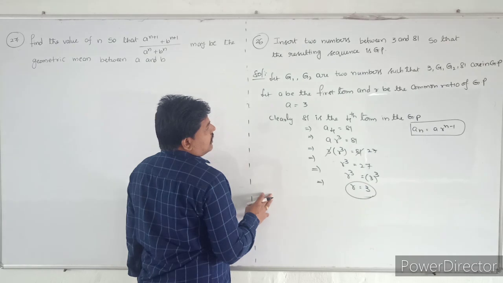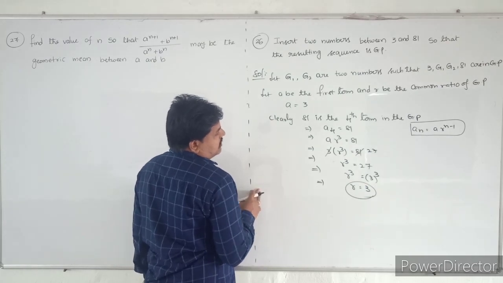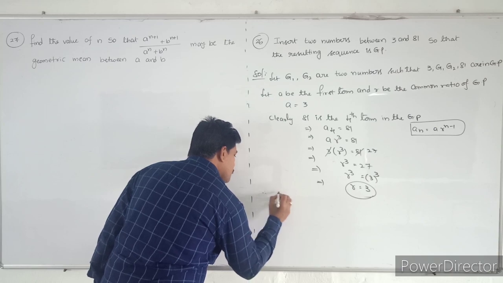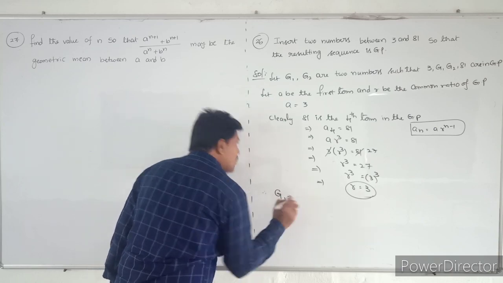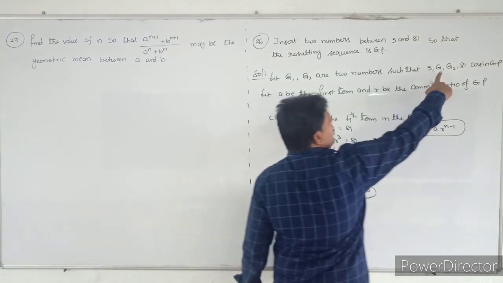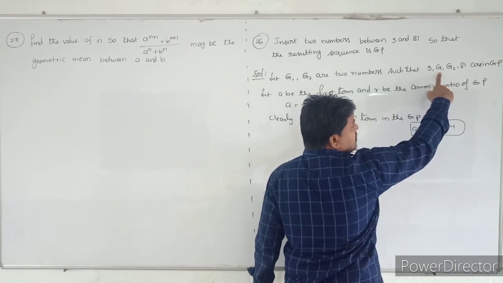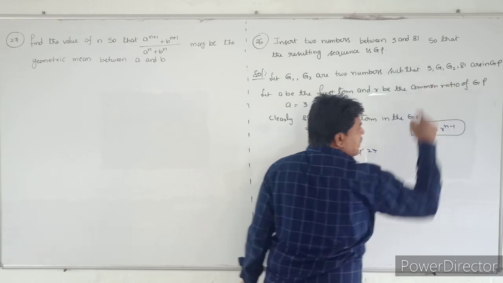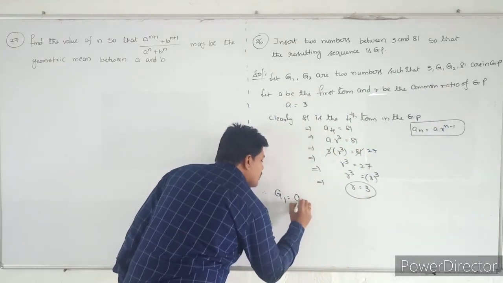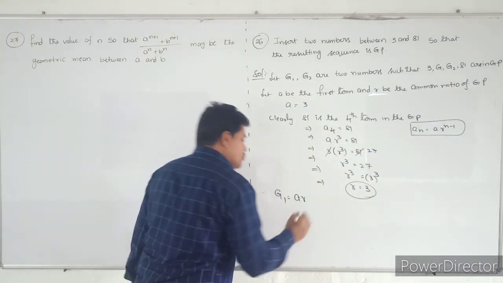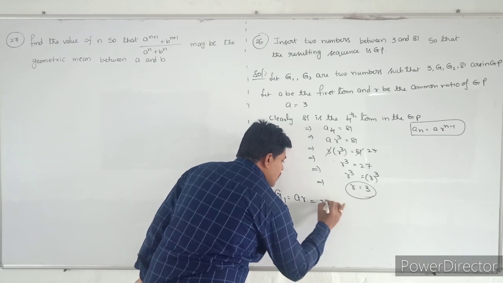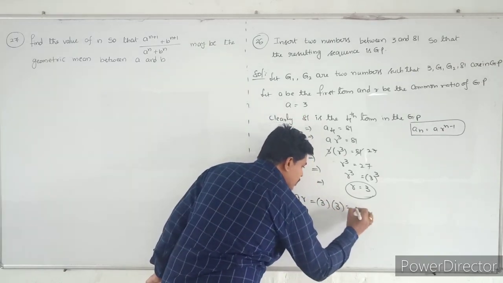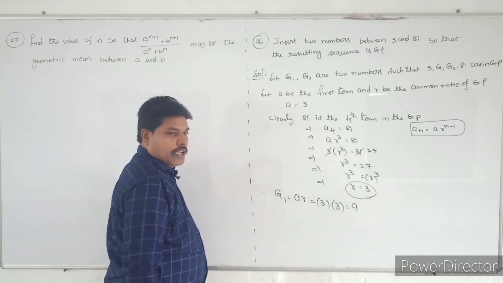So after getting the R, you have to calculate G1 and G2. Therefore G1 is equal to, what is the G1? See here, G1 is the second term, so G1 is nothing but AR. What is A? A is nothing but 3, and the R value is also 3. It will become 9 only.